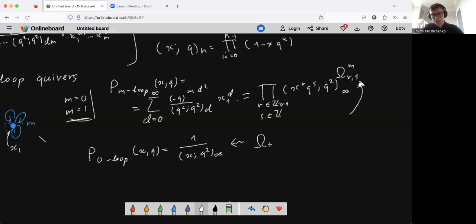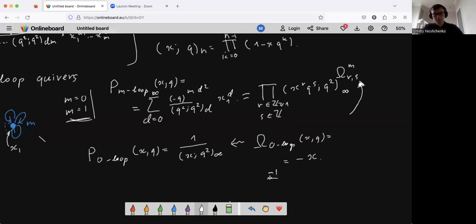And let me write, just for convenience, a generating function of such numbers. So I will write it as a function of x and q, and the coefficients would be numerical DT invariants. So in this case, it's just minus x, meaning that here we have essentially the q-Pochhammer, which has power minus 1, and here we have this coefficient minus 1. So the numerical DT invariant equals minus 1 in this case.